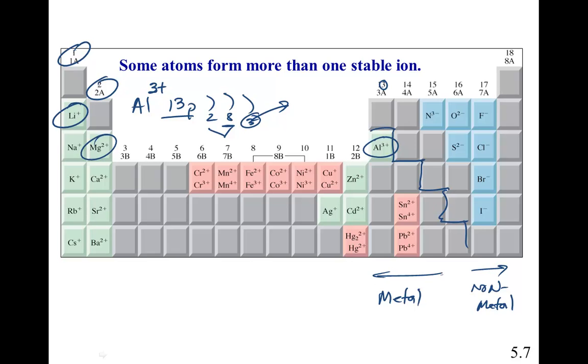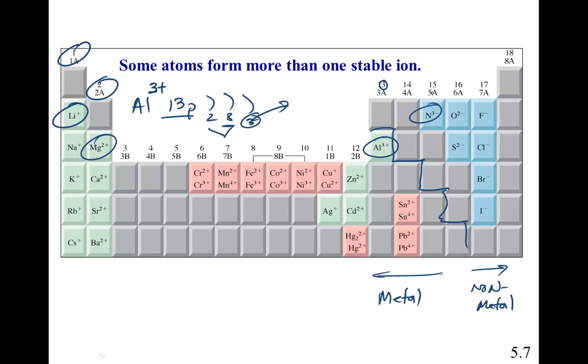So remember the group numbers tell you how many valence electrons. The metal will lose its valence electrons to get a full outer shell. And the nonmetals, with the higher electronegativities and the more protons in the nucleus, actually gain electrons to get a full outer shell. So like, look at nitrogen here.